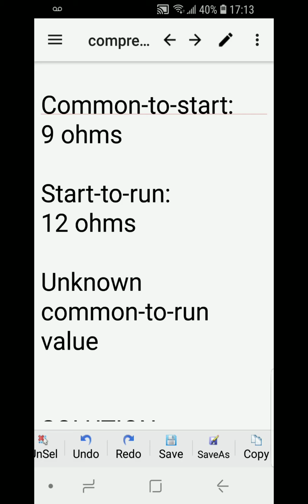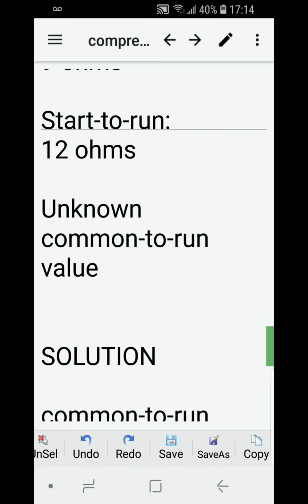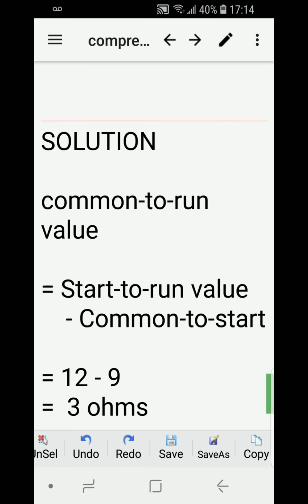So we are required to solve for the common to run value. The solution is pretty straightforward. However, the measurement is the one that is a little bit challenging. You need to figure out which one is your start, which one is your run, and which one is your common. And the way to do that is just by measuring the values between two prongs. And it's kind of a trial and error.